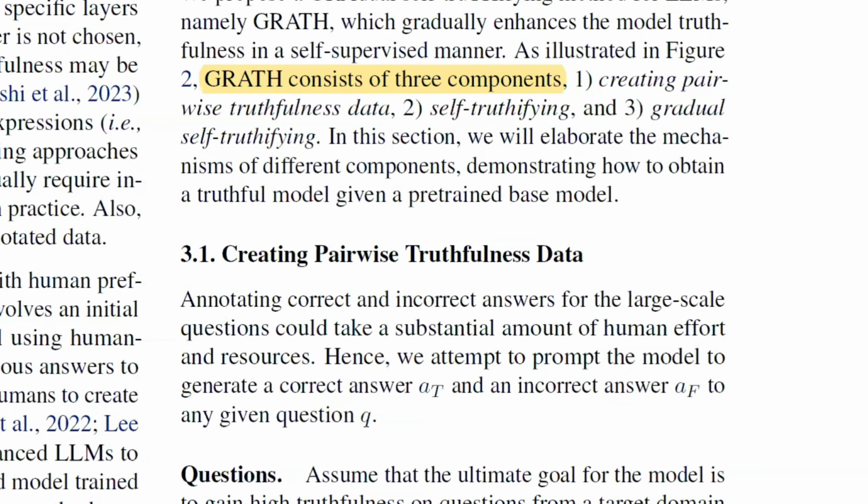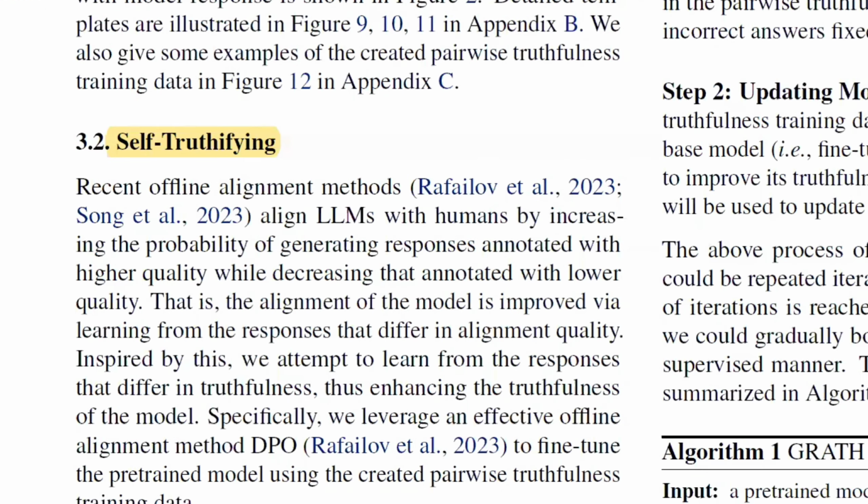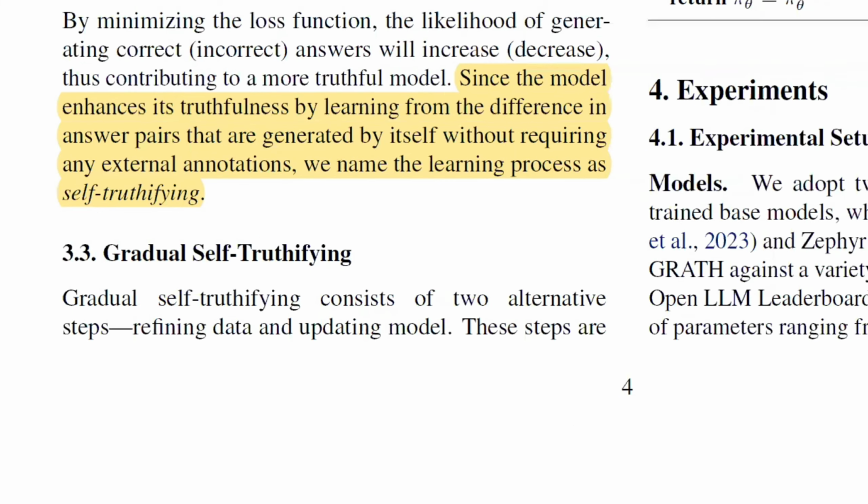GRATH consists of three components. First, creating pairwise truthfulness data to prompt the model to generate a correct answer AT and an incorrect answer AF to any given question Q. Second, self-truthifying. We attempt to learn from the responses that differ in truthfulness, thus enhancing the truthfulness of the model. Since the model enhances its truthfulness by learning from the difference in answer pairs that are generated by itself without requiring any external annotations, we name the learning process self-truthifying.